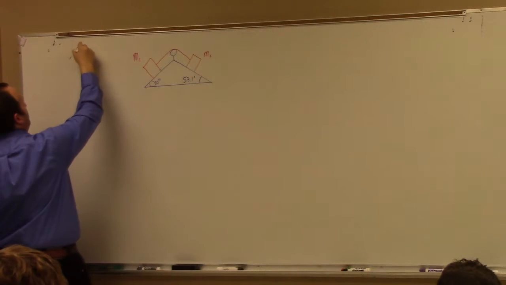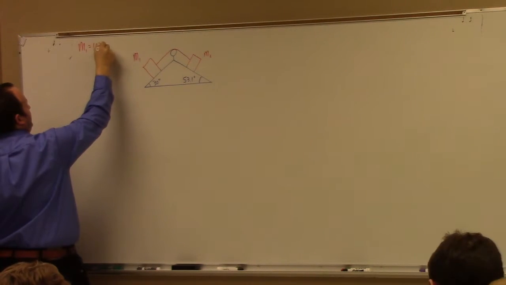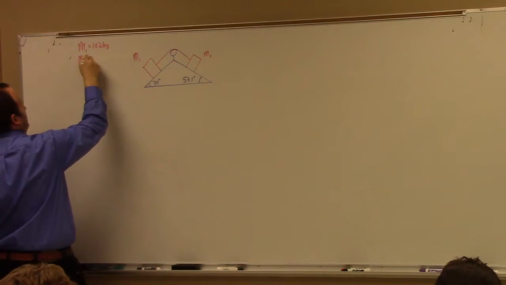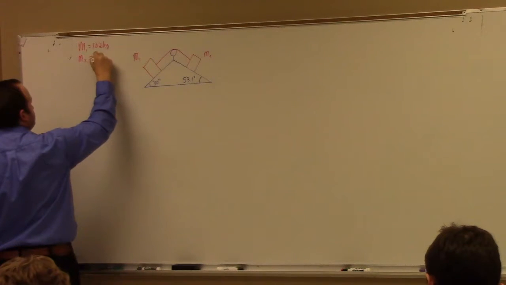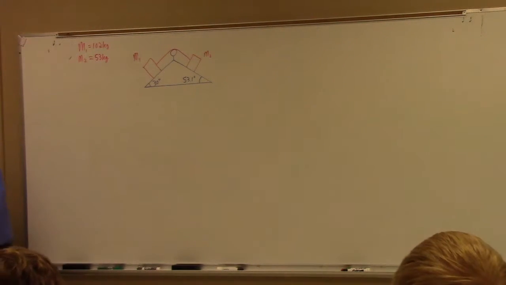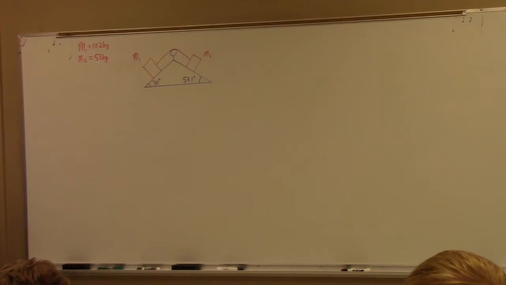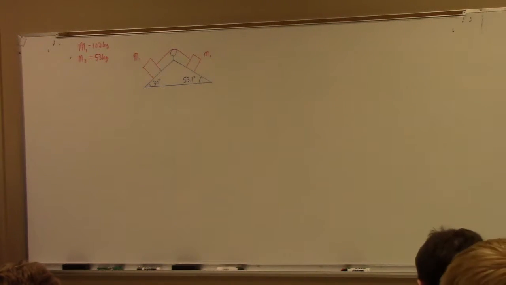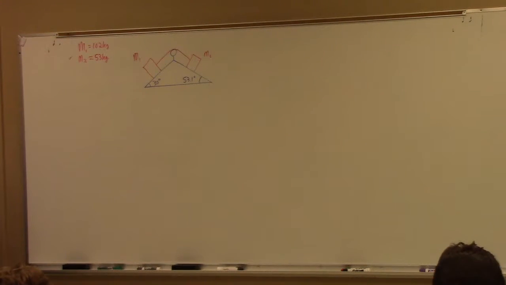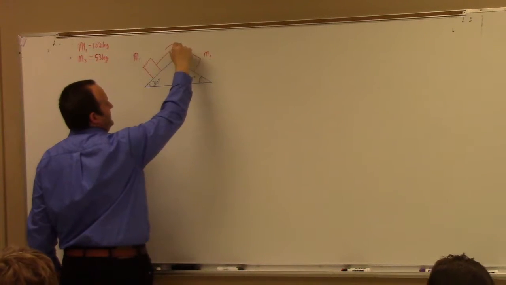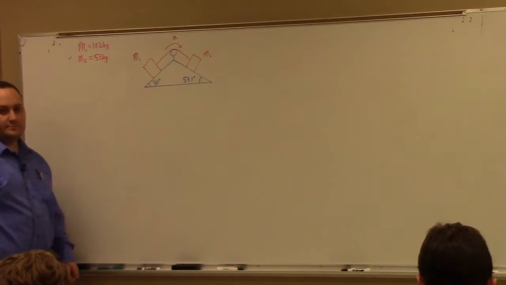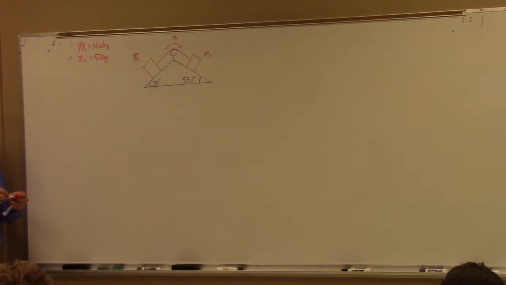So M1 is 102 kilograms. M2 for me is 53 kilograms. He says, assume positive accelerations to be up and to the right for the left-hand block, and down and to the right for the right-hand block. In other words, he's saying this is the acceleration, in terms of my diagrammatics.